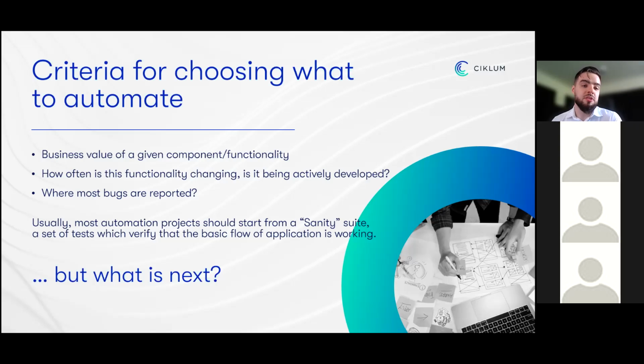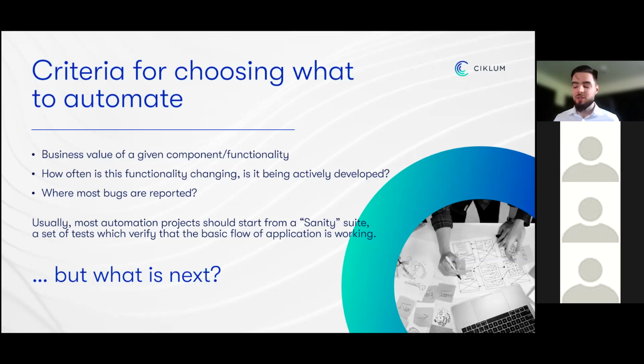So taking this all into consideration, most automation projects start from a so-called sanity suite, or sometimes people call it a smoke testing suite. There's a difference between them, but I won't go into too much detail. Basically, this is a set of tests which verify the very basic flow of the application and the most important business flow. Usually, this is some kind of happy path which touches most application areas. So this is non-controversial. Most of the time, you should start from such a set of tests. But then comes the interesting part.